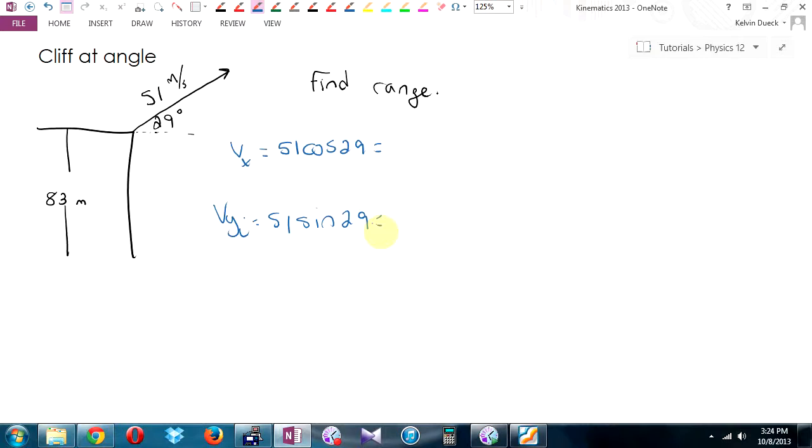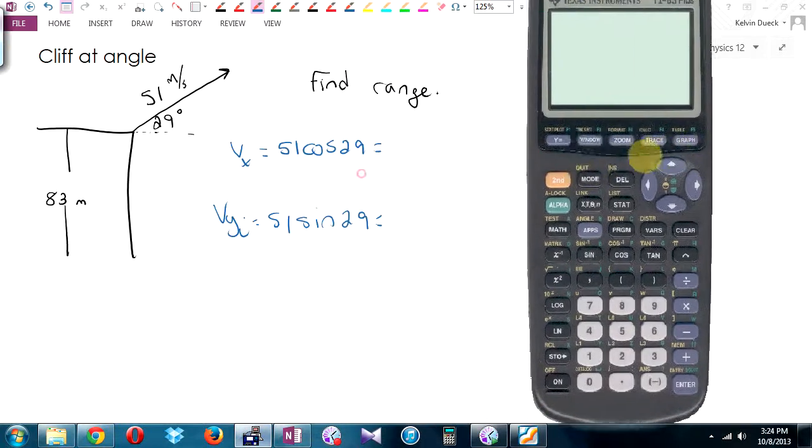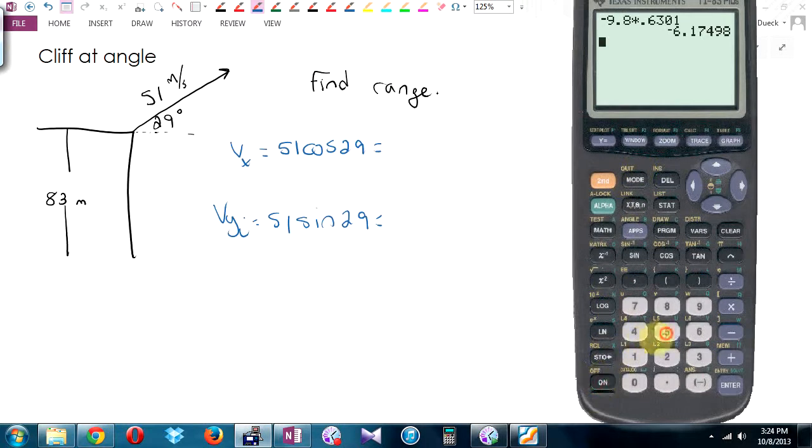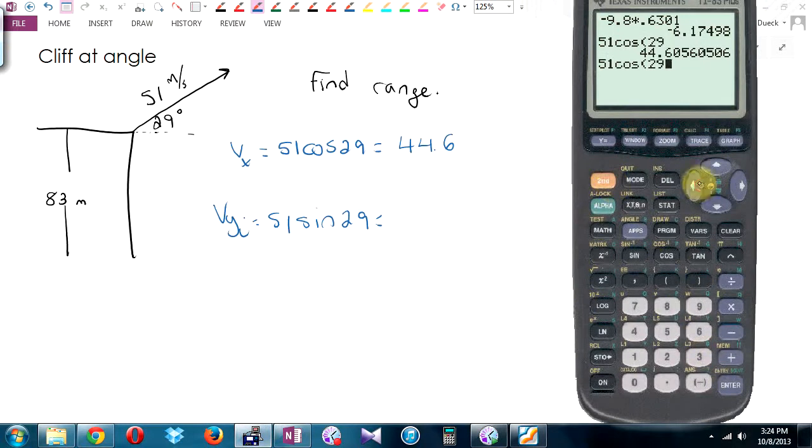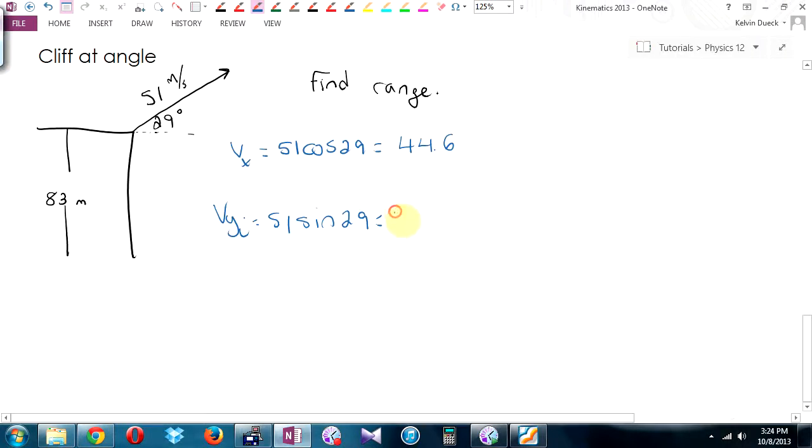51 cos 29 is 44.6. 51 sine 29 is 24.725. I guess I'll go 24.7, but I'll carry that extra digit on my calculator, a few digits. Oh, yeah. T-table, Dueck. Gotcha.